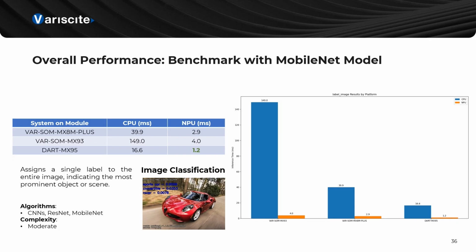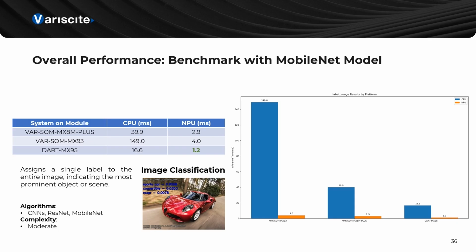For this benchmark, we use the MobileNet model from NXP to do image classification. This processes an image and assigns a single label to the entire image, indicating the most prominent object or scene. On the scale of complexity, this is a relatively basic task.